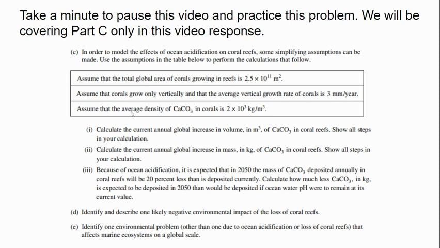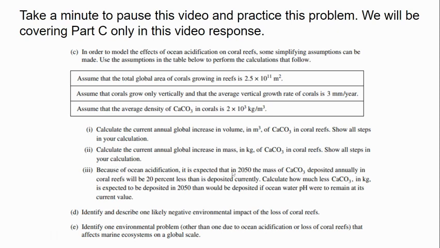Okay. Assume the average density of calcium carbonate in corals is 2 times 10 to the third kilograms for every meter cubed. So our first task is to calculate the current annual global increase in volume in meters cubed of calcium carbonate in coral reefs. Show all steps in your calculation. Then calculate the current annual global increase in mass in kilograms of CaCO3 in coral reefs. Show all steps in your calculation.